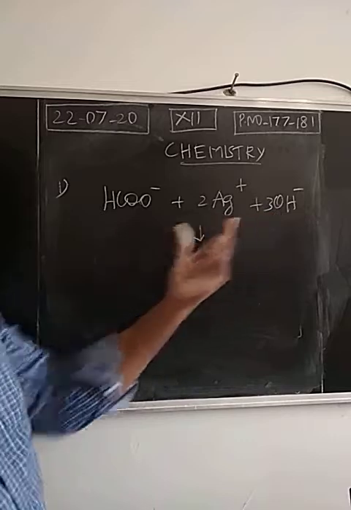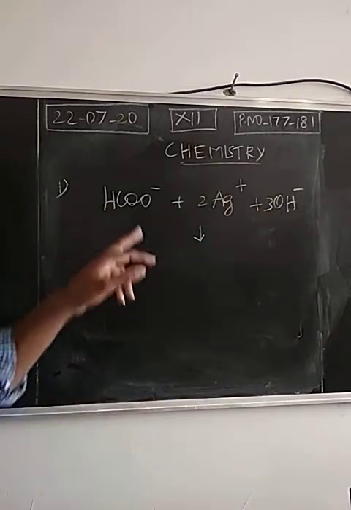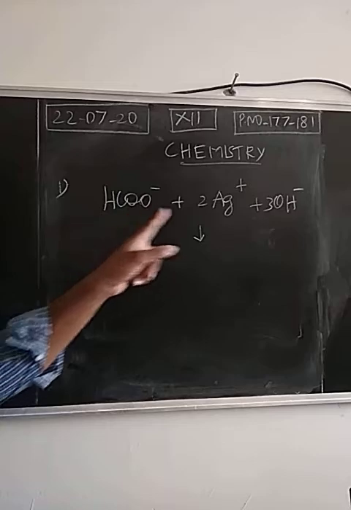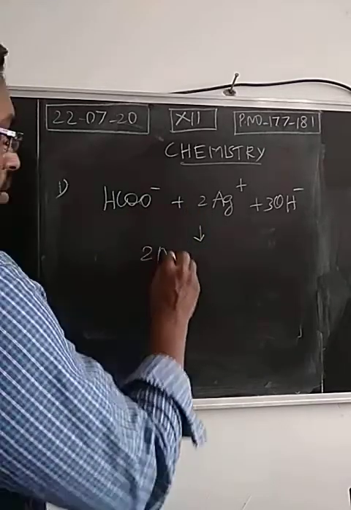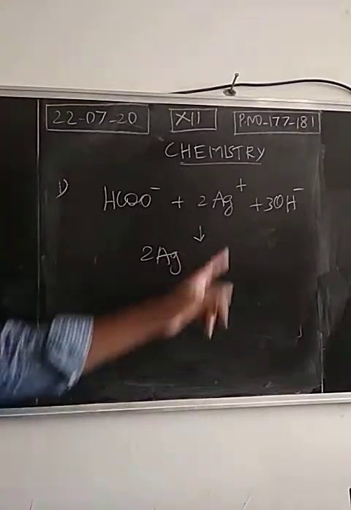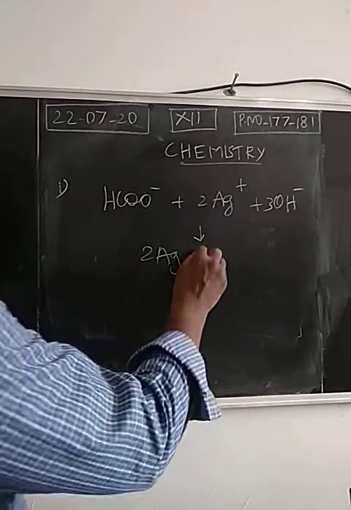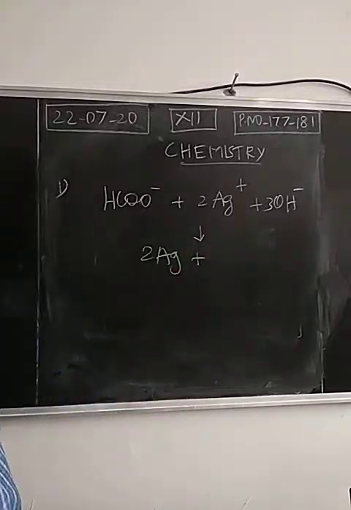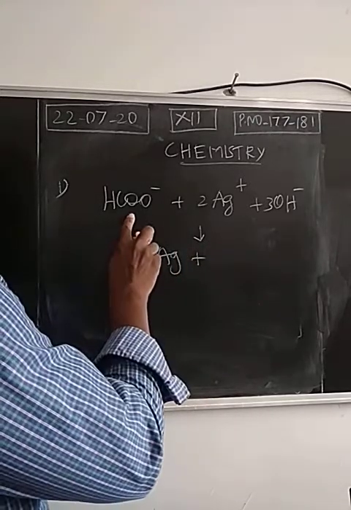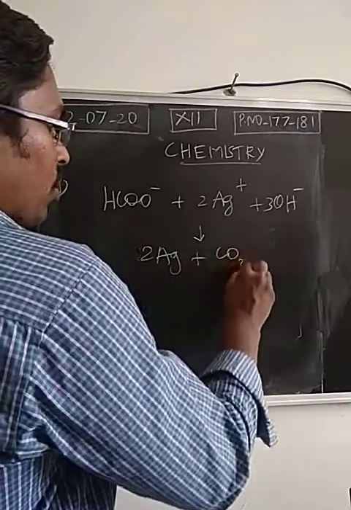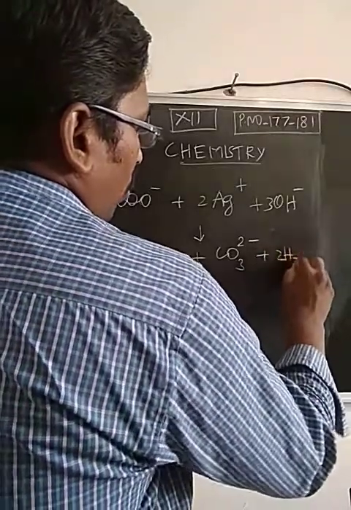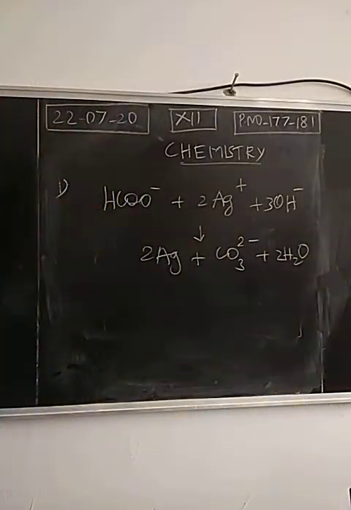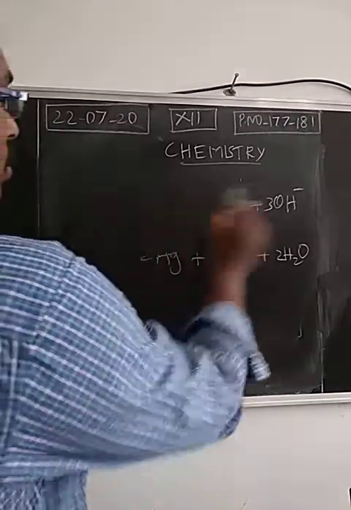Now when you add formic acid to the Tollens reagent, what will happen? It will act as a reducing agent. So it reduces the silver cation into neutral silver. Each cation gains an electron and becomes neutral silver. So the silver cation is reduced into silver by formic acid, with the liberation of carbonate ion and water molecule. So Tollens reagent is reduced by formic acid.